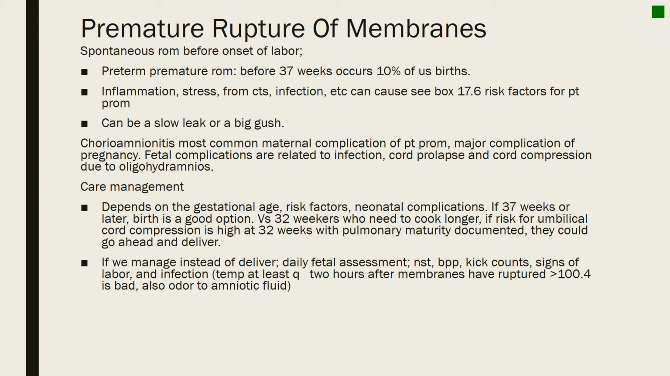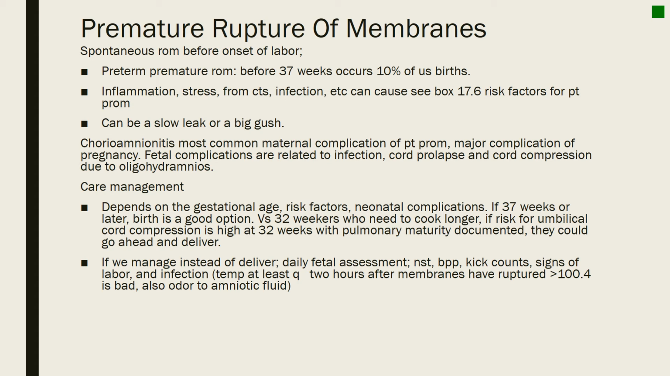Premature rupture of membranes happens spontaneously before the onset of labor. Preterm premature rupture is before 37 weeks, and that usually occurs about 10% of the time. Some causes would be infection, inflammation, stress. Box 17.6 has some risk factors for this. It can be a slow leak or a big gush.